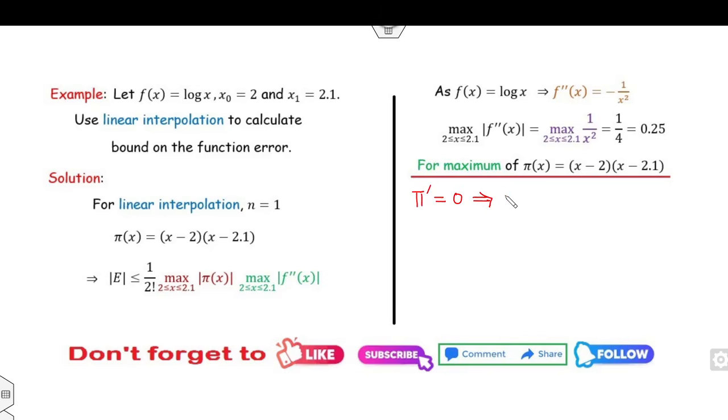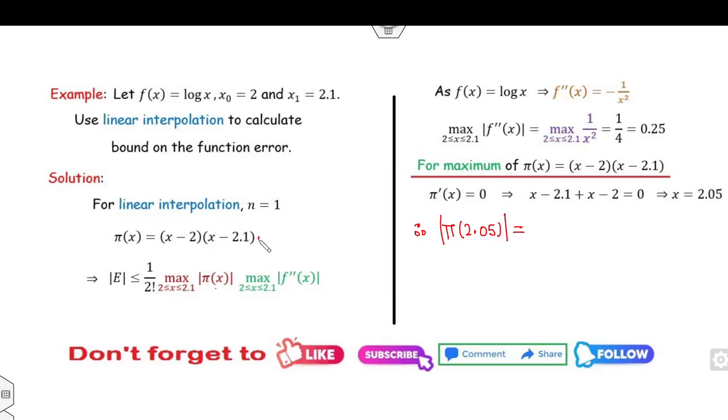Can you find the first derivative? It is 1 into (x minus 2.1) plus (x minus 2) into 1. I use the product rule. So that becomes 2x minus 4.1 equal to 0. The value of x comes to be 2.05.